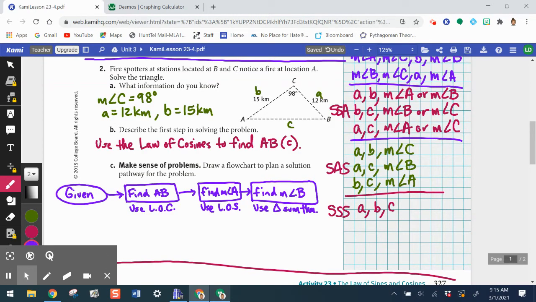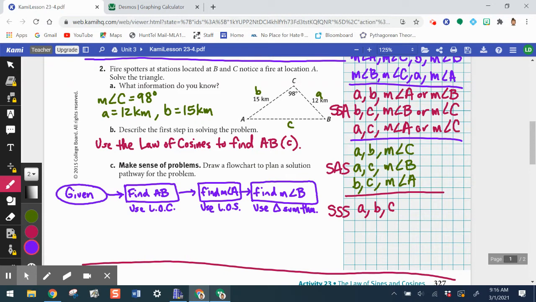So on item 2A, we're asked first, what information do we know? We are given the measure of angle C, which is 98 degrees, and we're also given the length of CB, which again I label lowercase a because it's opposite of angle A. So we're actually given the measure of a, which is 12 kilometers, and the length of b, which is 15 kilometers. So if we notice, we are given the length of two sides and what's considered the included angle, two sides and the included angle. So this would be an example of the side, angle, side case. So therefore, we're going to definitely use the law of cosines as we begin.